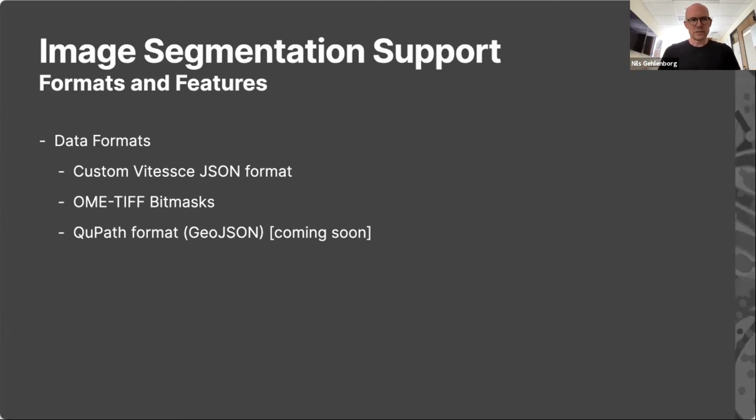Very recently, we added OME-TIFF bitmask as another format that we support. And the reason for that is that we also wanted to include support for larger images with many more cells than the custom format could support. And what we have already implemented and what will be coming soon is the support for the QuPath segmentation format that is based on something called GeoJSON. And you'll see in a moment how that works.